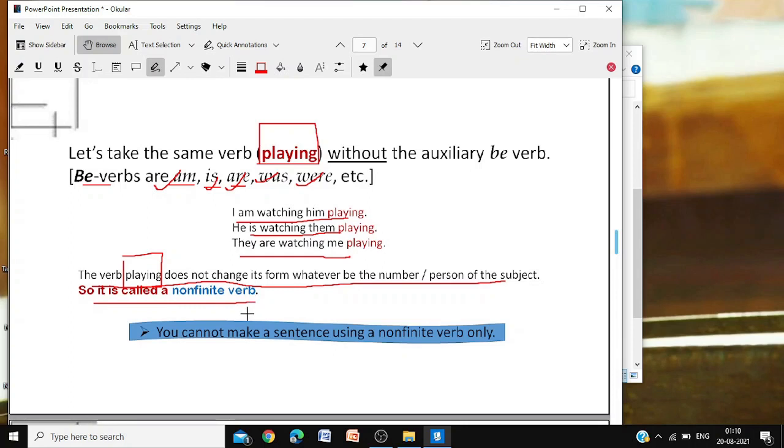You may also note that you cannot make a sentence using a non-finite verb only. If you do not have a finite verb, using only a non-finite verb, you cannot make a sentence. A sentence must have a finite verb.